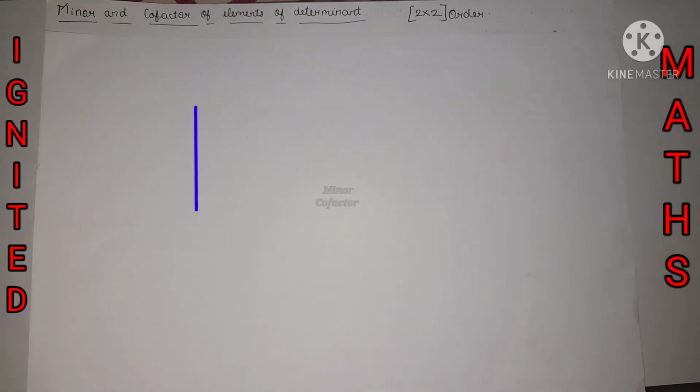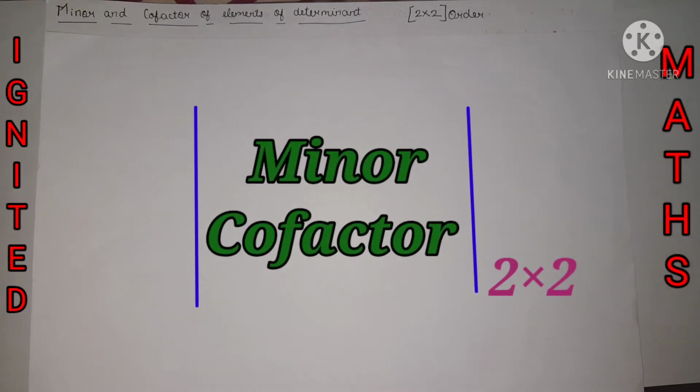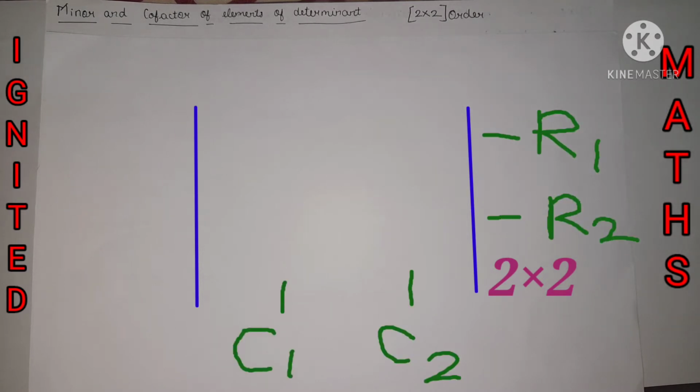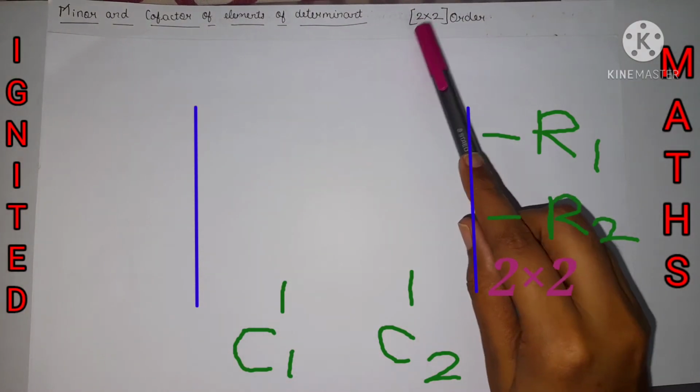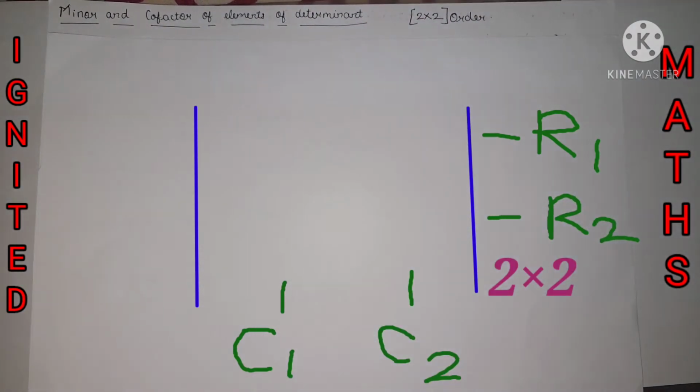Find minor and cofactor of elements of the determinant of 2 cross 2 order. The 2 cross 2 order says it contains 2 rows and 2 columns. That is nothing but row cross column, so 2 cross 2 order.